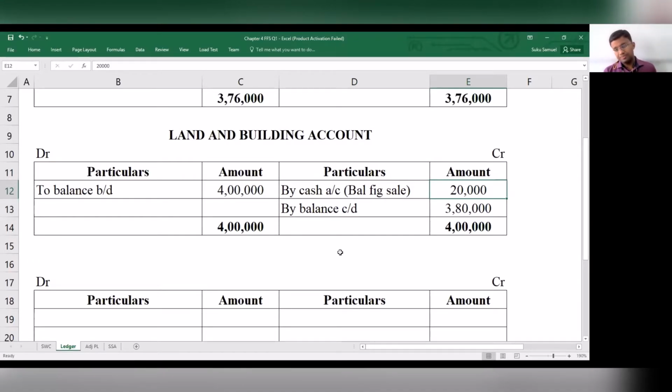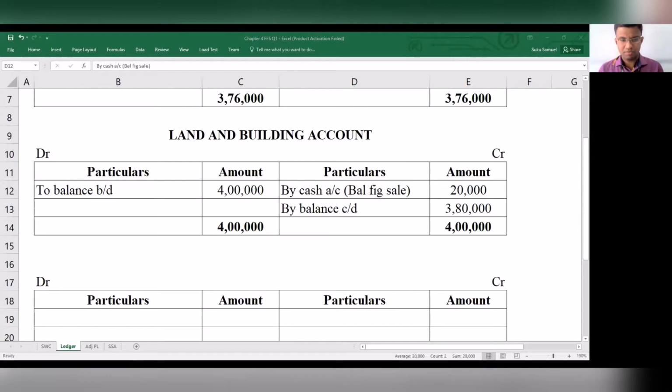Okay, so this is also completed, and now let us proceed. One important aspect you have to remember is the sale of 20,000. This you will have to consider as an application, and this will feature in step 3.